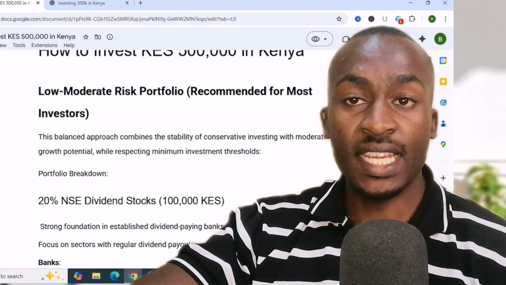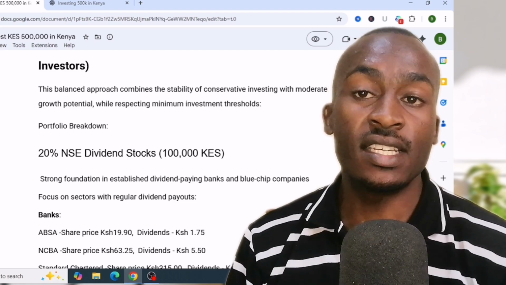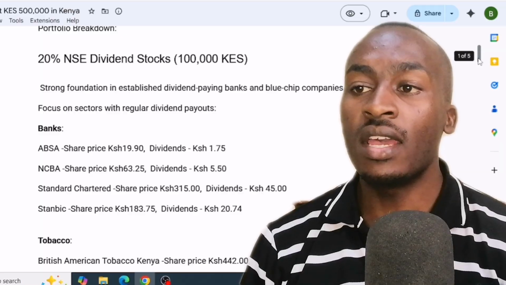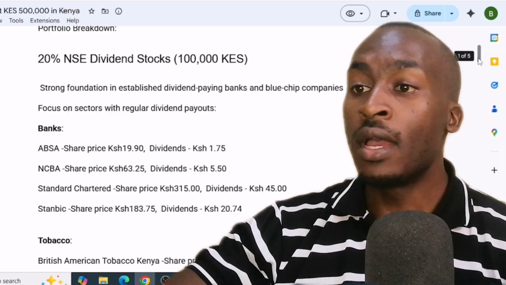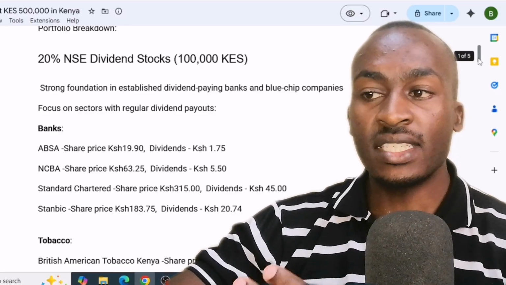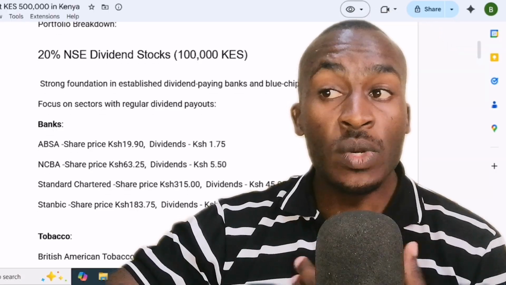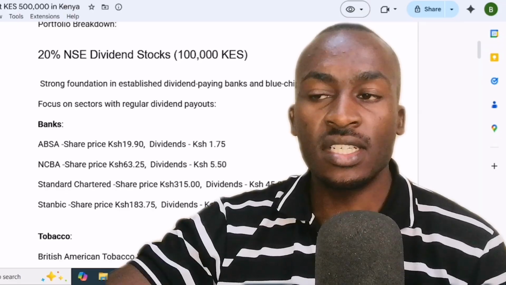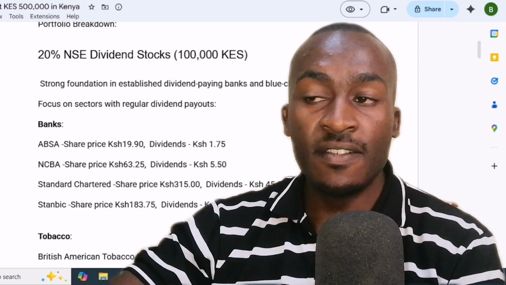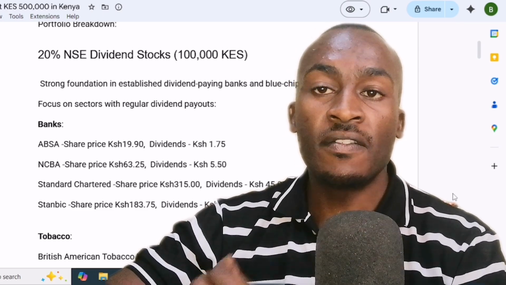So with 500,000 Kenya shillings, I'll put 100,000 Kenya shillings in NSE dividend stock. This is because in the NSE we have companies such as ABSA, NCBA, Standard Chartered, Stanbic Bank, and also British American Tobacco Kenya, just to name a few, that pay dividends regularly. For example, British American Tobacco Kenya pays a dividend of 50 shillings per share. So with 100,000, you can invest in, let's say, 100 shares of British American Tobacco Kenya. And if you have 100 shares, when they pay dividends, you'll have 5,000 shillings as dividend. That is 50 shillings times 100 shares.